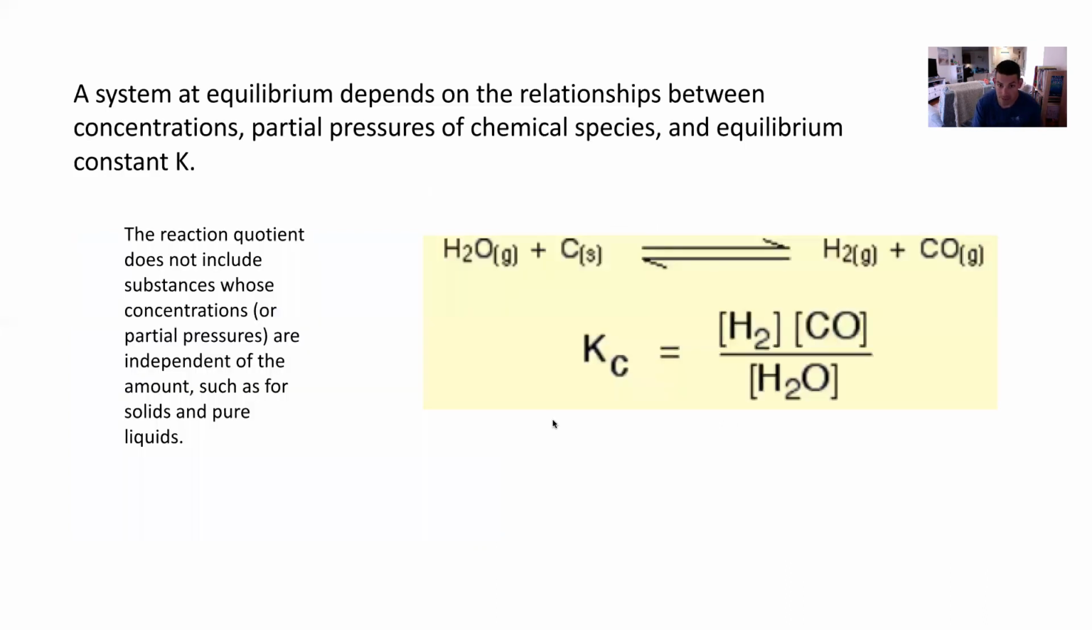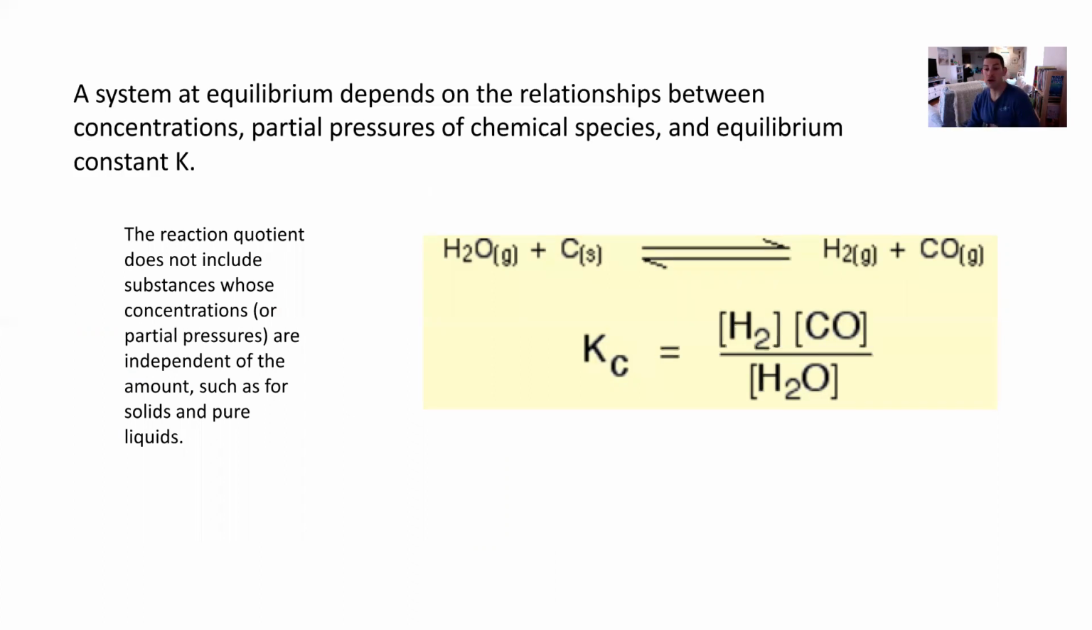The exponents come from the stoichiometric coefficients in the reaction. Now the reaction quotient does not include substances whose concentrations are independent of the amount. What that means is we do not include anything that is a liquid, so it would have that L tag, or anything that is a solid. We can take the concentration of an aqueous piece, we can take the concentration of a gas, but we cannot take the concentration of a solid or a liquid.